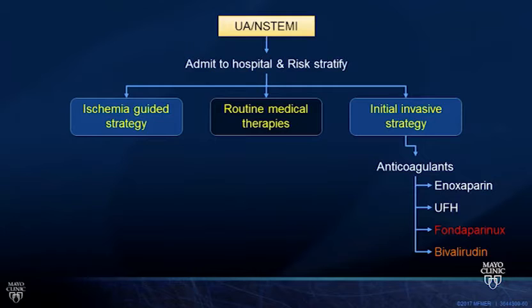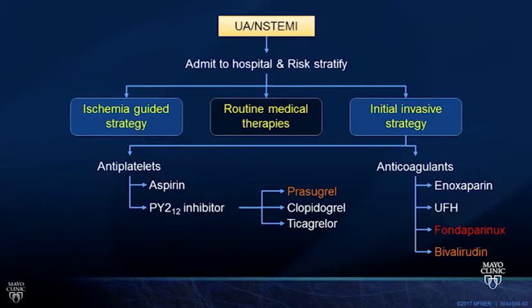If we go down the line of an initial invasive strategy, again, we have to provide anticoagulation. The options include enoxaparin, unfractionated heparin, fondaparinux, and bivalirudin. You cannot use fondaparinux as the sole anticoagulant because of the risk of catheter-associated thrombosis.